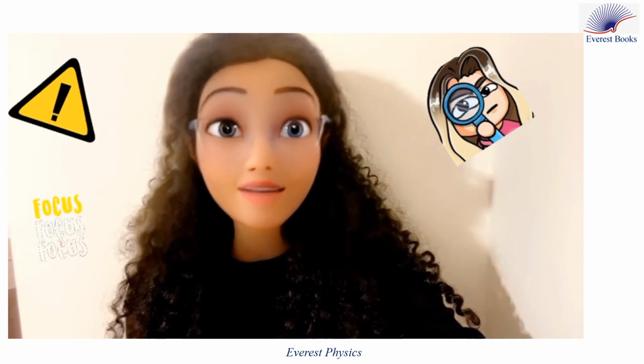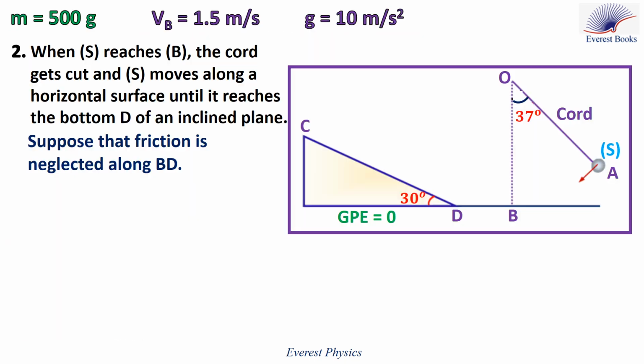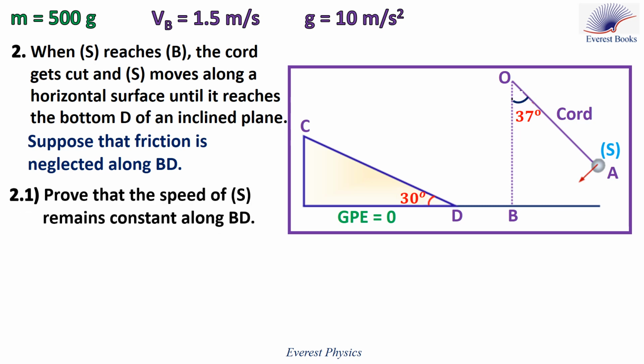Focus, please. This is important. Number 2. When S reaches point B, the cord gets cut and S moves along a horizontal surface until it reaches the bottom D of an inclined plane. Suppose that friction is neglected along BD. 2.1. Prove that the speed of S remains constant along BD.